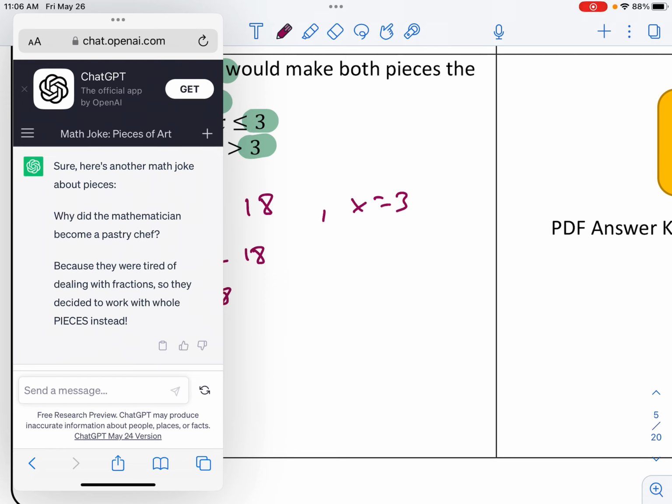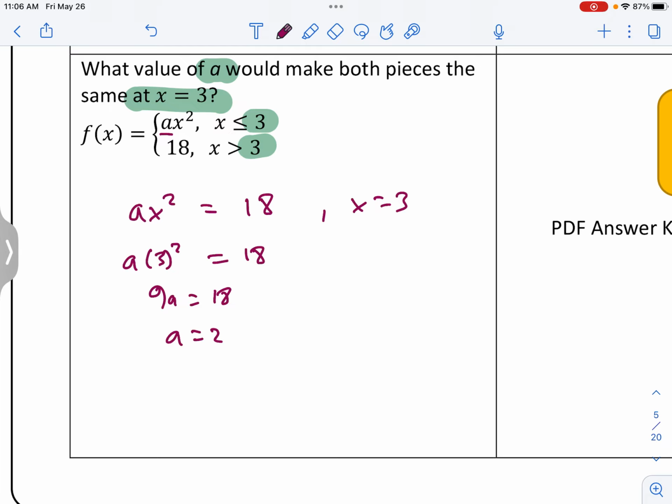Why did the mathematician become a pastry chef? Because they were tired of dealing with fractions, so they decided to work with whole pieces instead. Okay, that's just bad. I can't even find anything funny about that, but we're going to give up on ChatGPT on that one. So there you go.